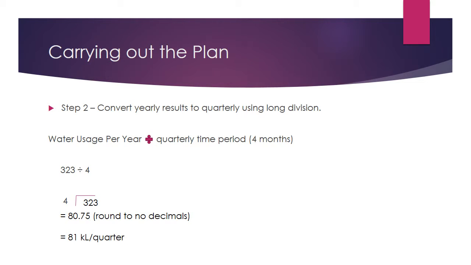Step 2, we want to convert these yearly results that we have just obtained to quarterly results using long division. Water usage per year divided by the quarterly time period of 4 months. The water usage per year is 323 divided by 4 months. Upon doing the division, the children will find that it is 80 with a remainder of 0.75. They would be asked to round it up to 81 kilolitres per quarter.